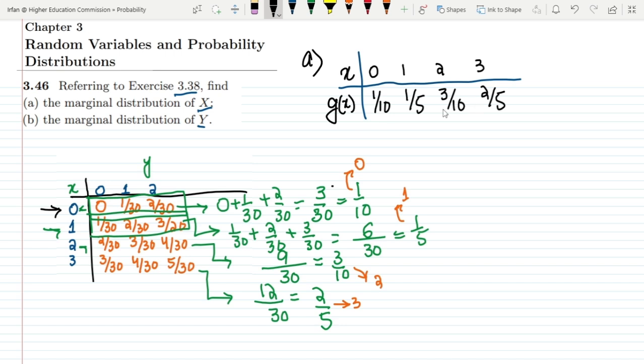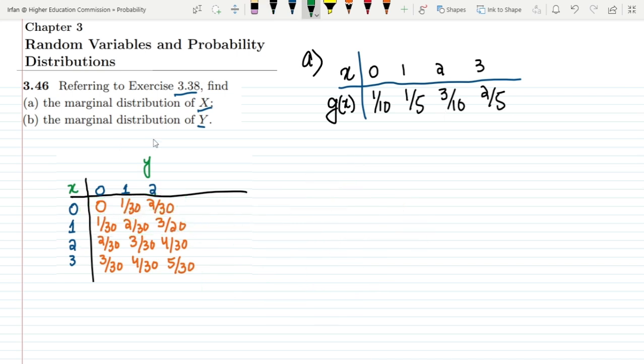Now let me move towards part B of our question, and let me remove these values. Now for the marginal distribution of y, what do we have to do? We have to take the constant value of y and add together all the values of x which represent that value. Here the constant value of y is 0, while the values of x are 0, 1, 2, 3, and for the corresponding values of the joint density, I have to add them together.